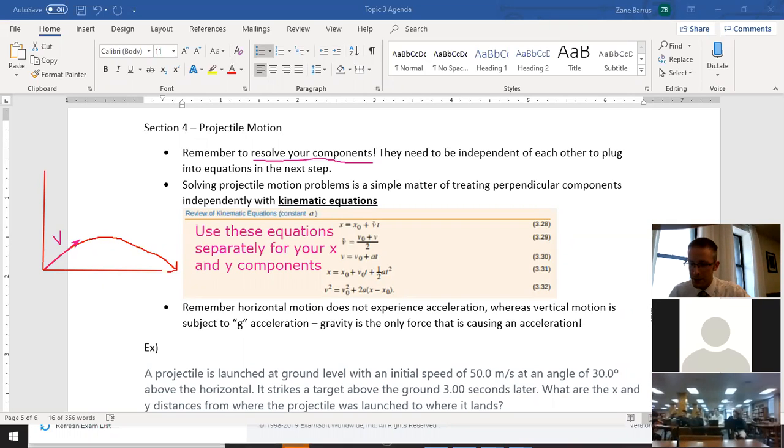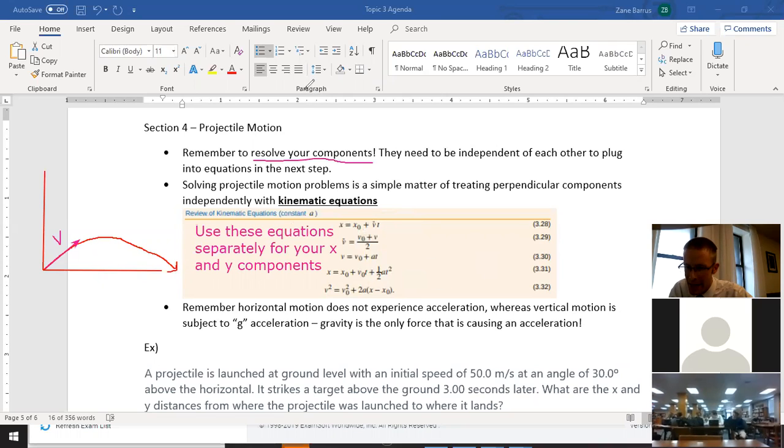Okay. Just a couple minutes left, and the battery on this computer might die. So I guess my last thought, and I'll make a video of the example that's listed here. But my point is, you always resolve your components because when you get your components resolved into x's and y's, you need to use the equation that you need separately for your x component and for your y component.